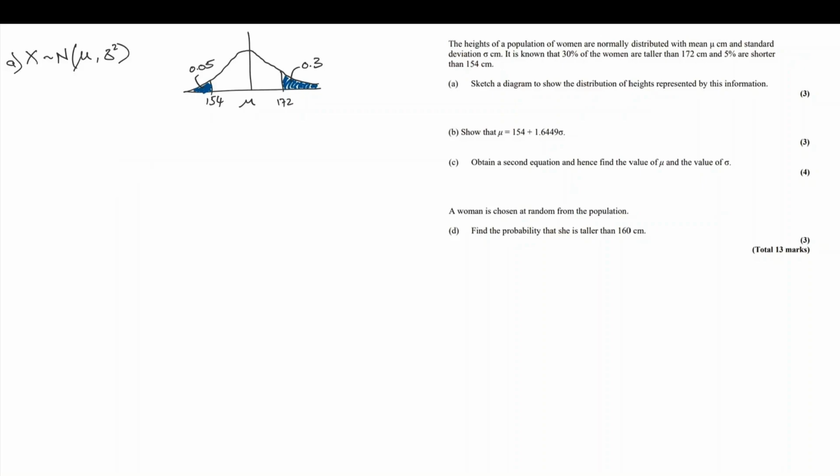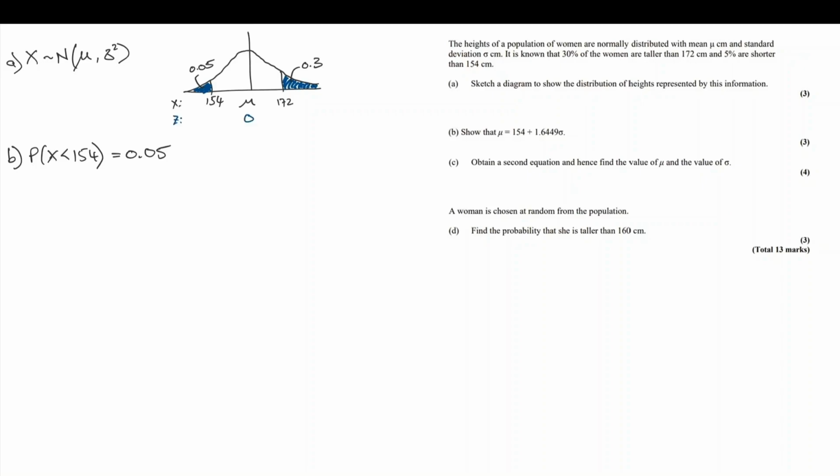Part B of the question asks us to show this expression. There's a combination of mu and sigma, and I can see it uses the 150. Now here, without being told, we should know that we need the standardization formula. This is what links our z-score, our mean, our standard deviation, and our real-world value of 154. So I'm going to start off by giving us this fact in mathematical notation. The probability that x is less than 154 is 0.05.